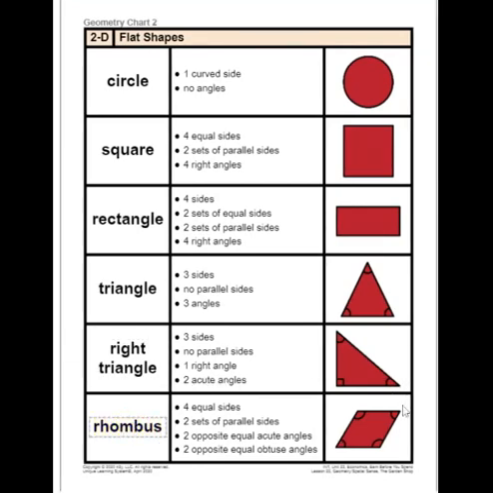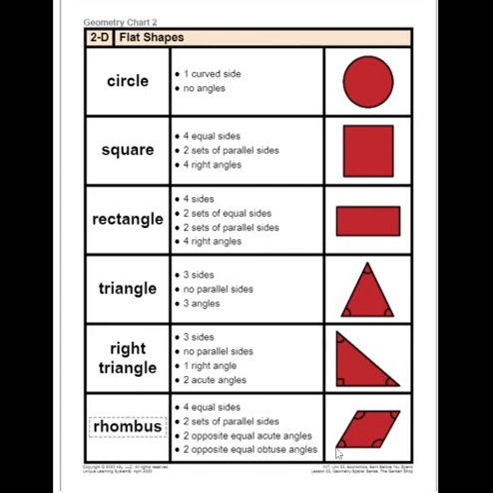Rhombus. This is called a rhombus. It has 4 equal sides. 1, 2, 3, 4. It has 2 sets of parallel sides. So here's my first set on the top and the bottom. They run forever and they never touch. And over here, these lines also would run forever and never touch. They're parallel.